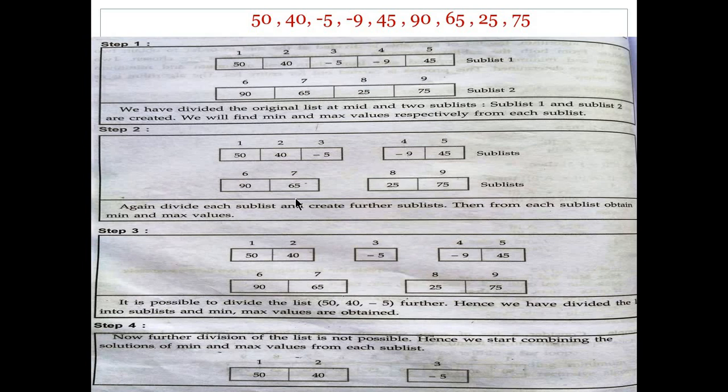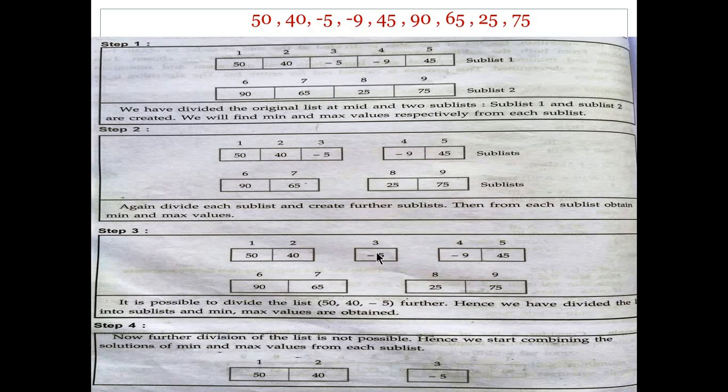Same as this case, we will divide our second sublist into two parts again. The first sublist is 6 and 7. The second sublist is 8, 9. Okay. So we can divide this sublist into two parts again. For it, we will divide this sublist into two parts. 1 plus 3 divided by 2 is 4 divided by 2. So the first sublist is 1 and 2.